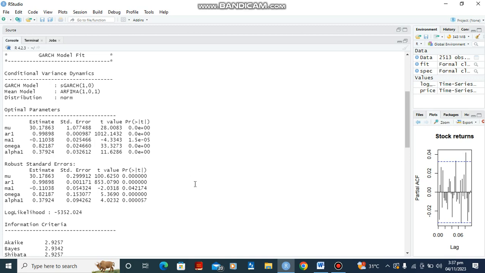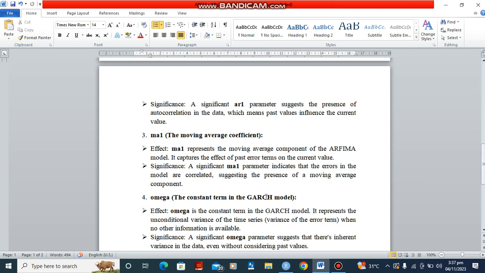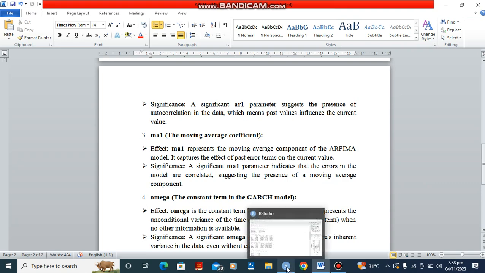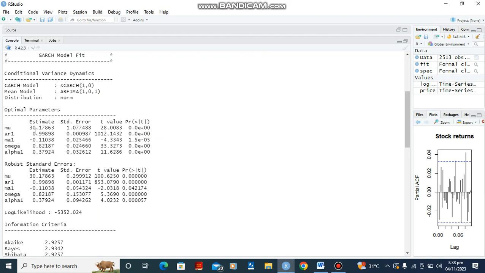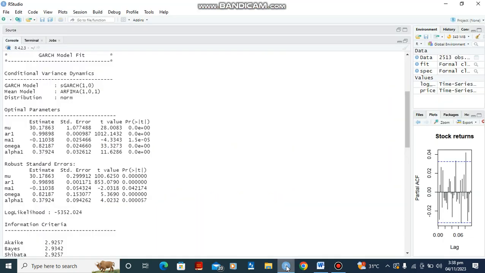Now we have the moving average. If it's significant, it indicates that the errors in the model are correlated, suggesting the presence of a moving average component. So since this is significant, what did we say here? The error terms here are correlated. They are not different, rather they are correlated. So there is a relationship between the errors for this given data.